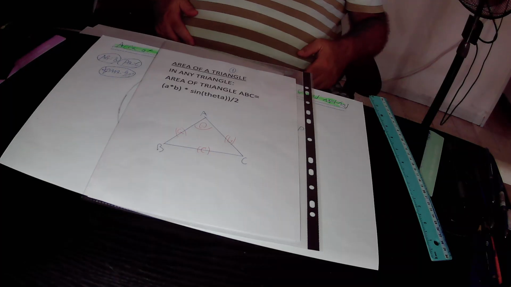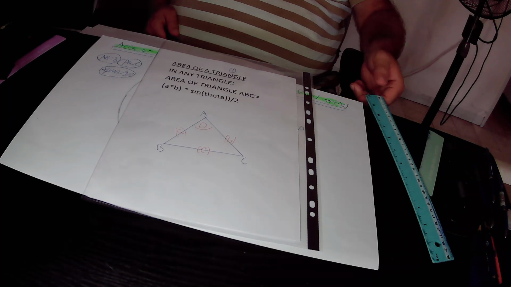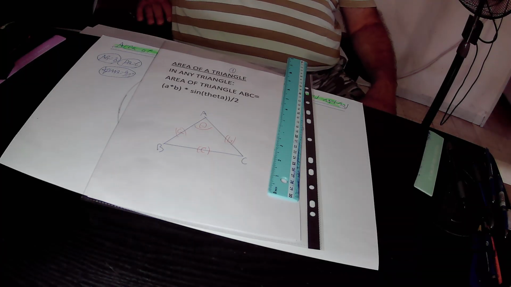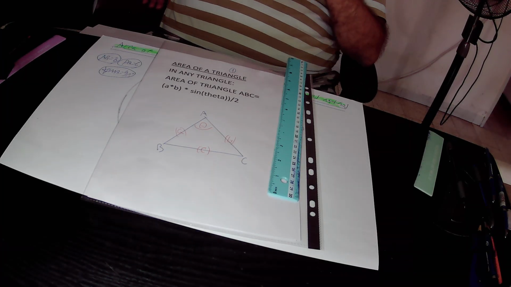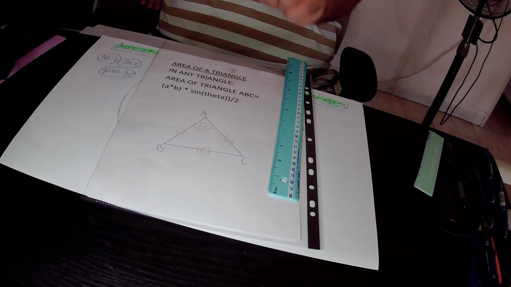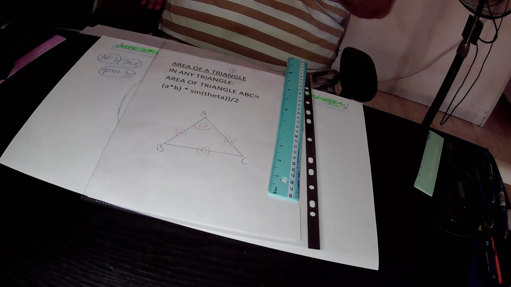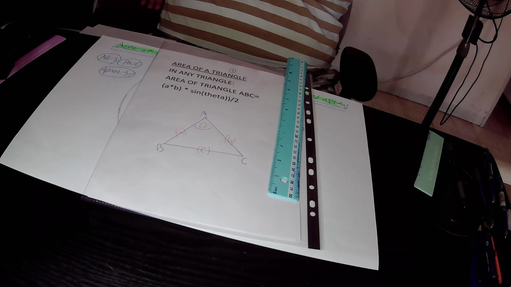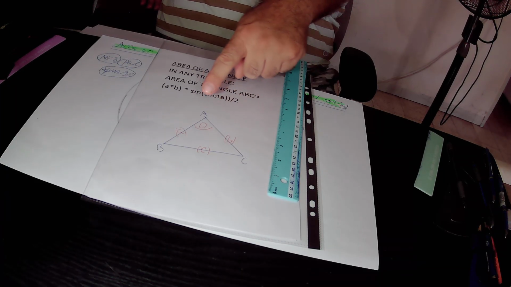So according to the second method, the area of any triangle equals the multiplication of two sides by each other times the sine of the angle between the two sides. Again, the area of any triangle according to the second method equals the multiplication of two sides by each other times the sine of the angle between the two sides, A and B.